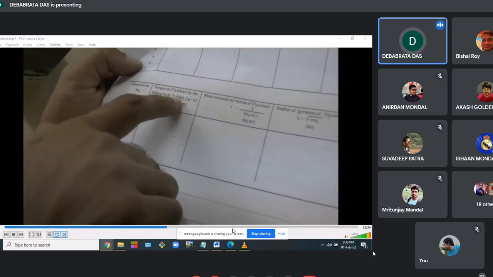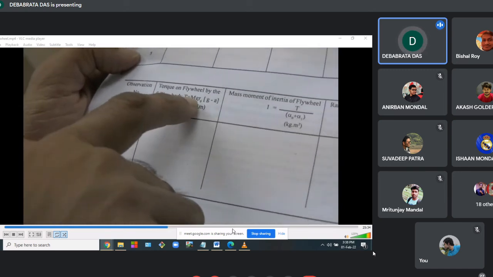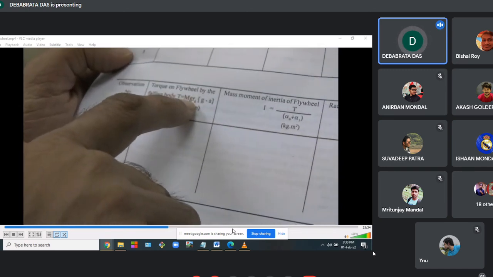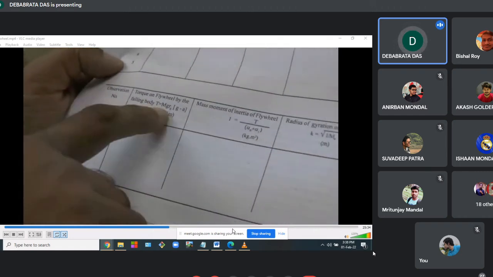The torque expression has been explained. Just, I think there will be a correction. This g outside this bracket, there will be no g, so that is to be omitted. That will be explained in your class.